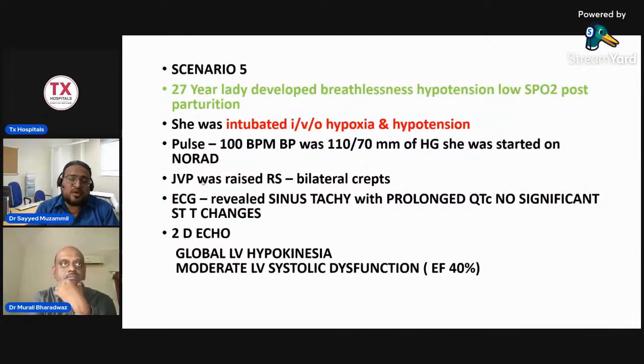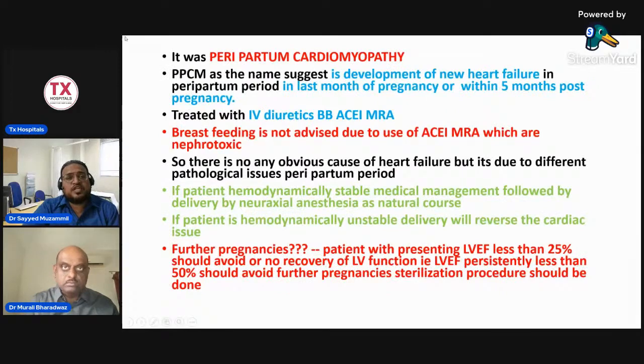So bedside 2D echo revealed that she was having global LV hypokinesia and moderate LV systolic dysfunction with ejection fraction of 40%, while all her 2D echoes that were done during the pregnancy were having LV function of around 60%. So a diagnosis of postpartum cardiomyopathy was made. So she was a case of postpartum cardiomyopathy, now in heart failure. It is also called peripartum cardiomyopathy, postpartum cardiomyopathy. As the name suggests, it is a condition which is development of new heart failure in absence of any other reason of heart failure in the last month of pregnancy or within 5 months post pregnancy.